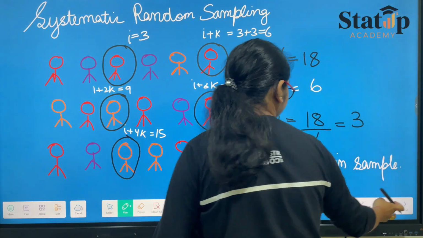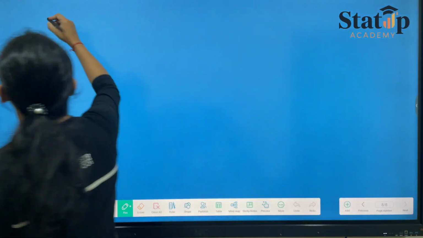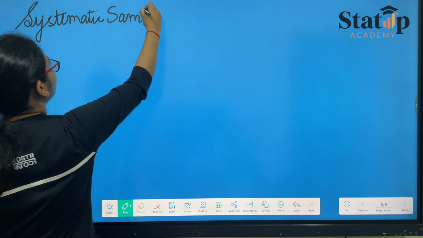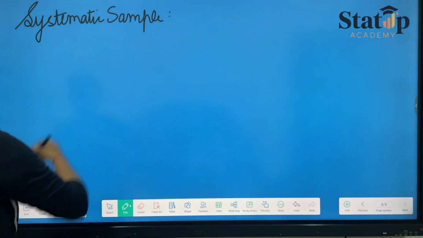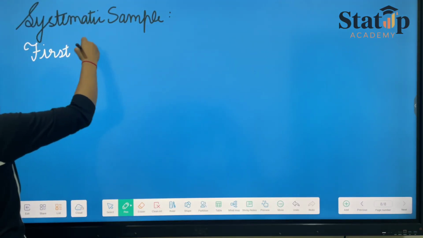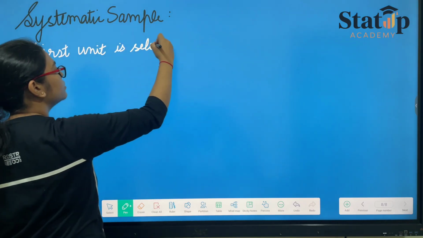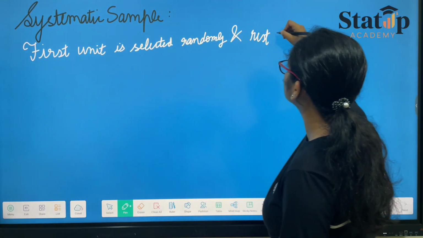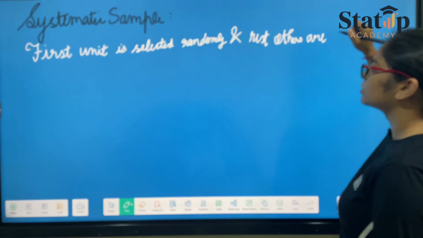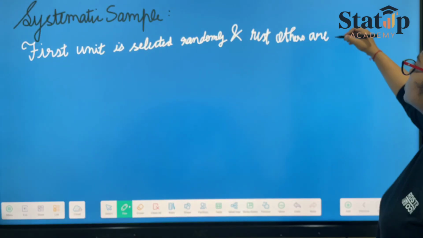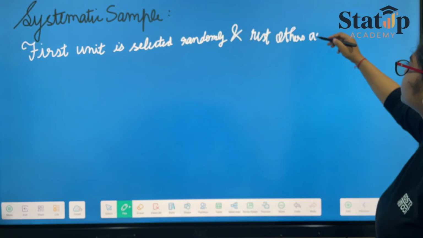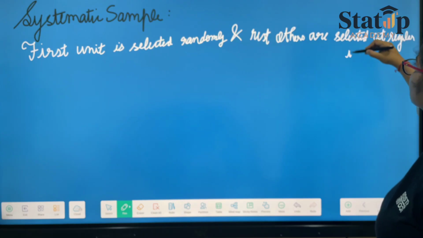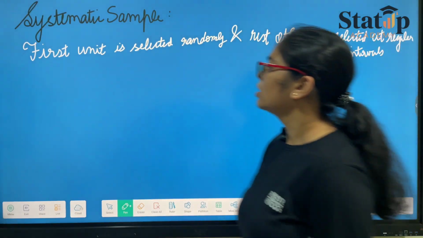Now there is one more thing. This sample is a systematic sample. What are some important points of a systematic sample? In a systematic sample, the first unit is selected randomly and the rest are selected at regular intervals. This was the first point.